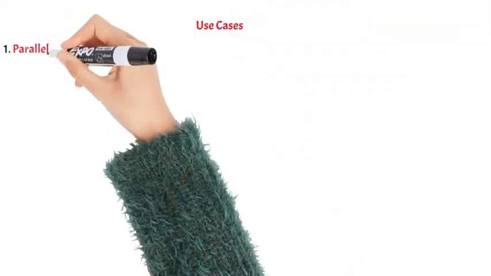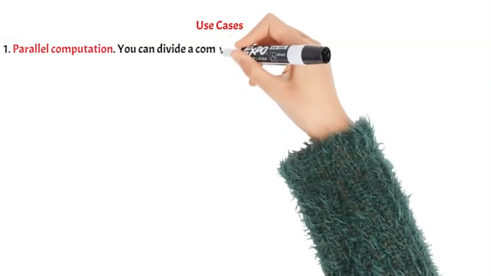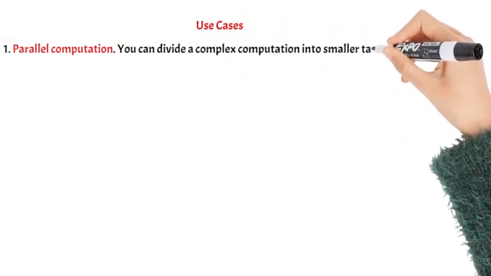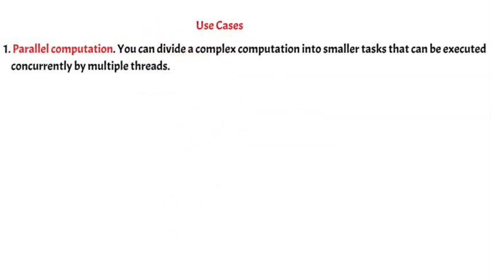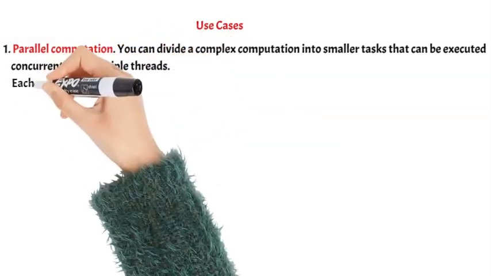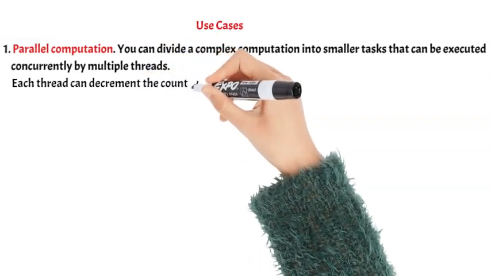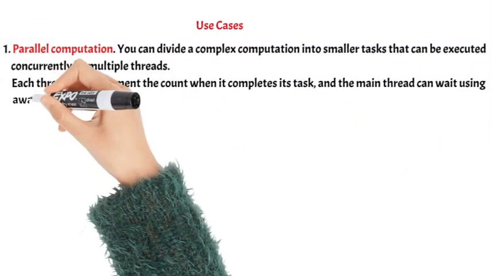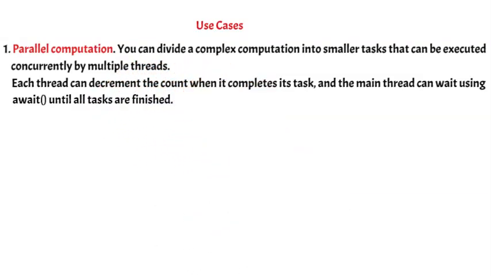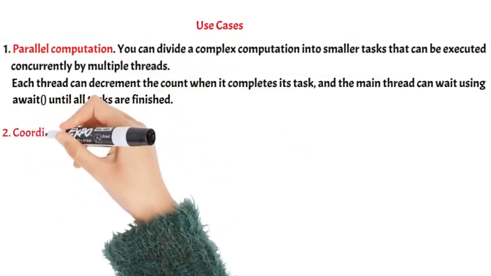Use cases. 1. Parallel computation. You can divide a complex computation into smaller tasks that can be executed concurrently by multiple threads. Each thread can decrement the count when it completes its task, and the main thread can wait using await until all tasks are finished.